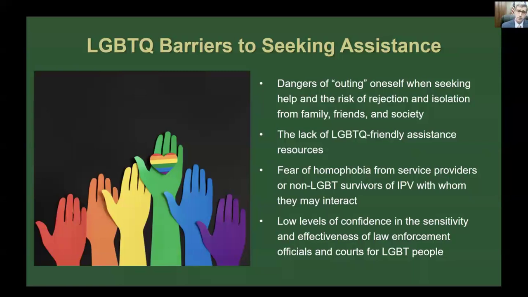Lack of LGBTQ friendly assistance resources. And in the research that I was doing preparing for this, it seems like the main issue is with gay men finding shelters. That's nationwide kind of the number one need out there, is they have difficulty finding resources. Fear of homophobia from service providers or non-LGBTQ survivors that are living in a shelter. And then what's common with a lot of groups is just low confidence in the reception that they're going to receive from law enforcement, or if they're going to be treated fairly by the court system.